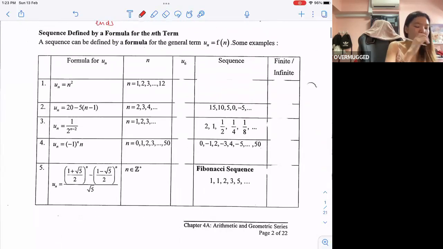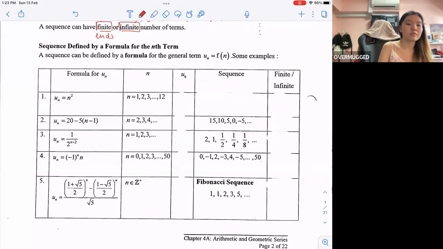So now let's fill in this table together. You would have it in your notes if you managed to print it out. For the first row, the general term Un is n squared. So n goes from 1 all the way until 12. This would be a finite sequence because it ends at n equals 12.